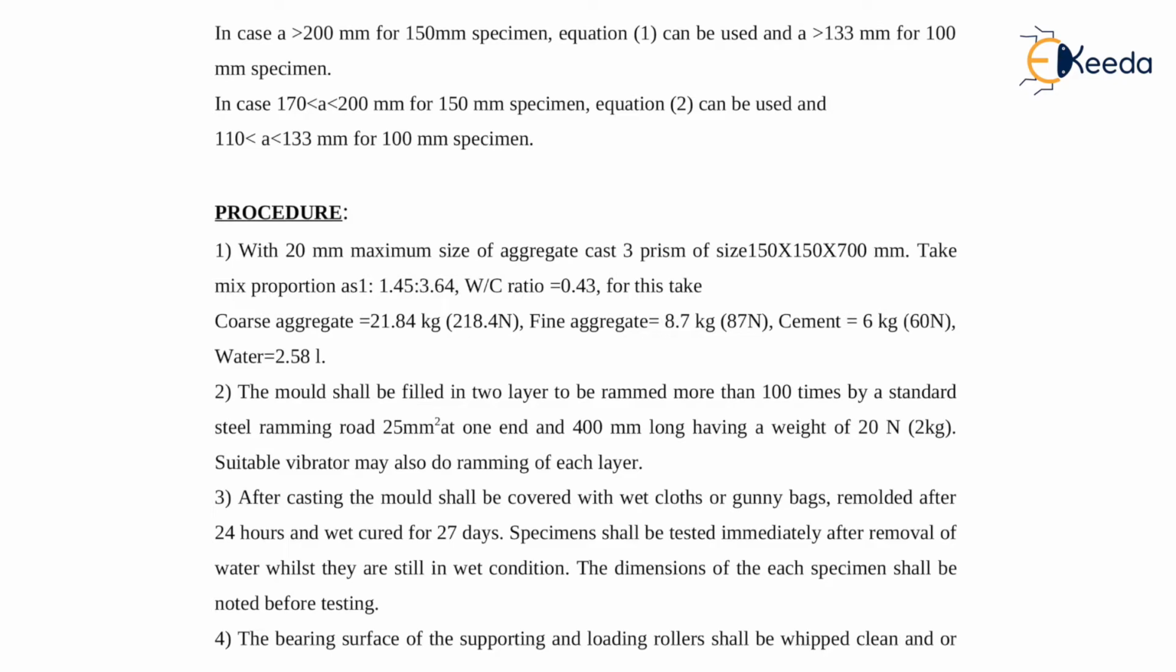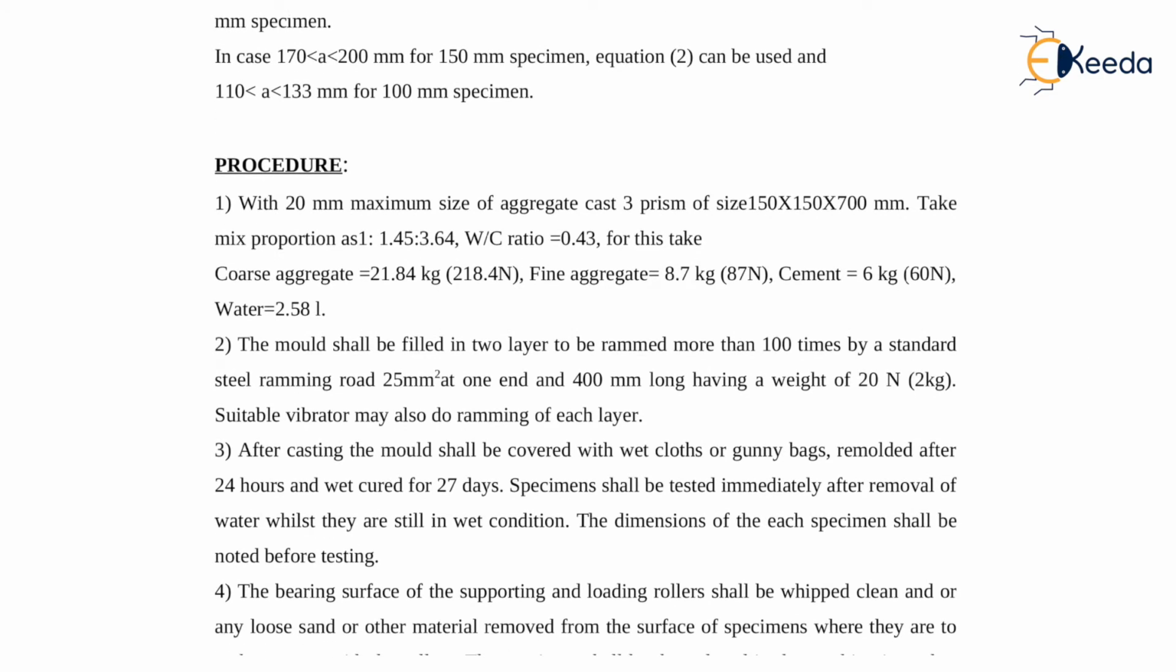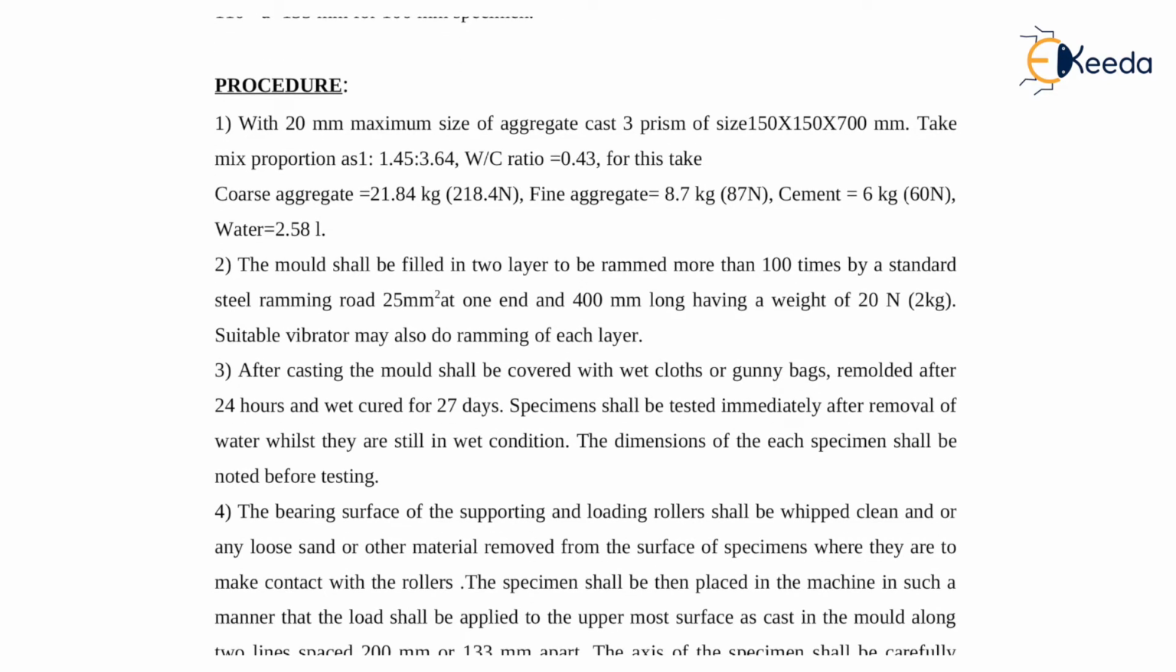Now, the mold shall be filled in two layers, each rammed more than 100 times by a standard steel rod of 25 mm square at one end and 400 mm long, having a weight of 20 Newton. A suitable vibrator may also do the ramming of each layer. So we have to fill the mold in two layers, giving tamping more than 100 times by using a tamping rod of 25 mm diameter and 400 mm long, and the weight is 20 Newton.